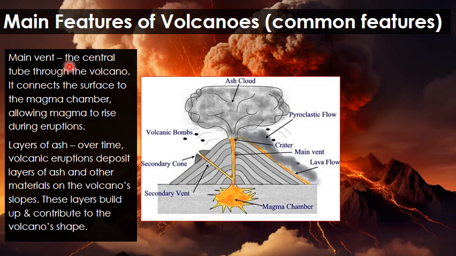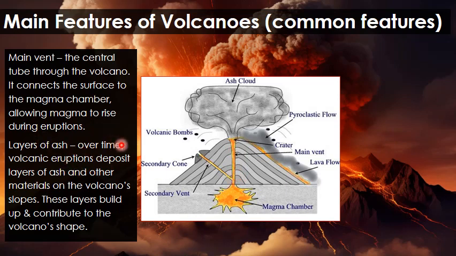So we've talked about the main vent. It is the central tube through the volcano, and it connects the surface to the magma chamber, allowing the magma to rise during eruption. So it connects the surface here to the magma chamber. This is the main vent, right?